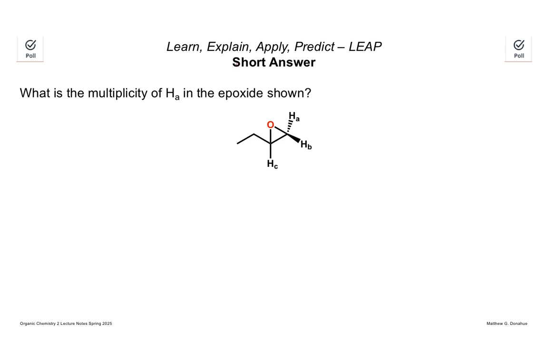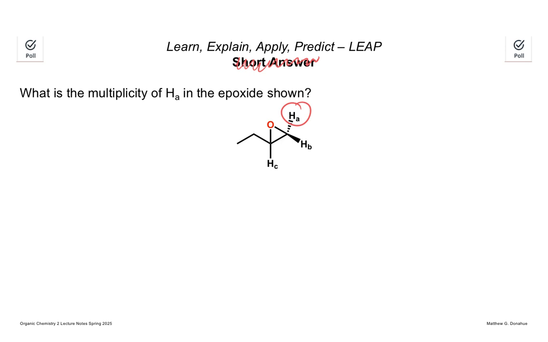So I'm going to cross that out because this is not iClicker. So HA, what should that look like in the proton NMR? What now?